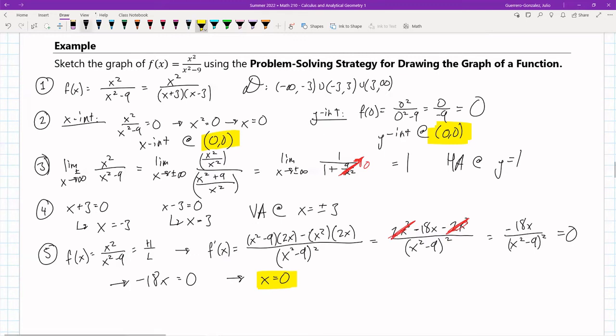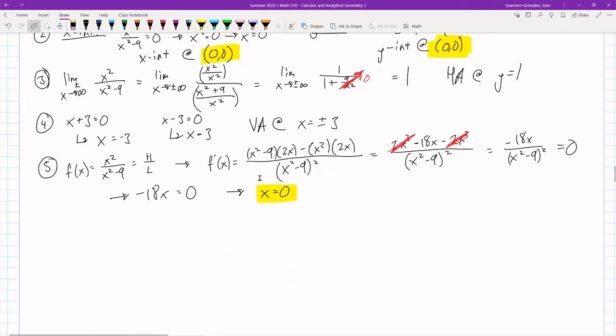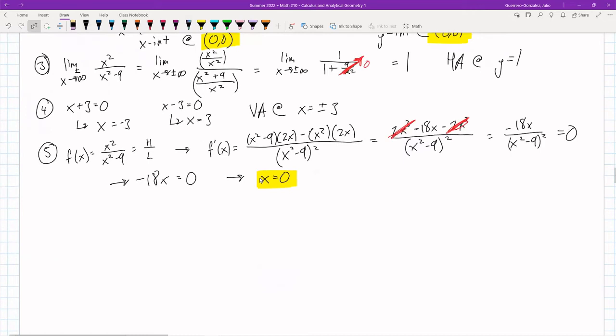Okay, so now what we have here is everything we need. We're going to do the first derivative test so we can determine where it's increasing or decreasing, right? So I'm going to draw my number line.